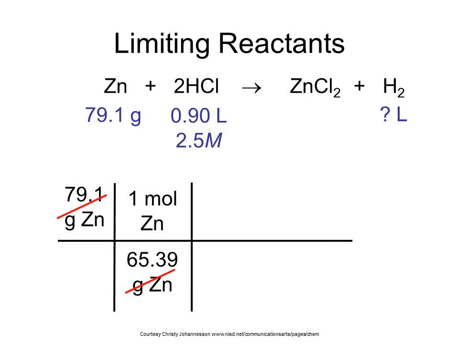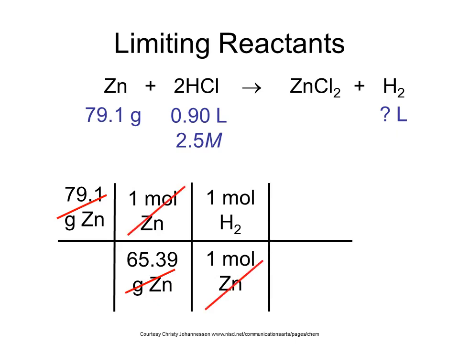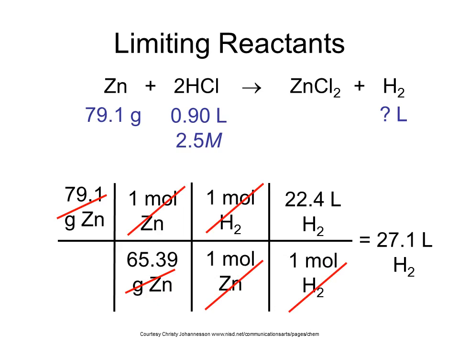Once I get moles of zinc, I can go to moles of HCl. I will, of course, be using the coefficient, 1 mole of zinc, 2 moles of HCl. So 1 mole of zinc, 1 mole of hydrogen. Well, I guess I don't need that because I'm trying to figure out the volume of hydrogen, aren't I? Guess if I would read the question more carefully, we would have known that. So 1 mole of zinc, 1 mole of hydrogen. And those moles of zinc cancel. And finally, because this is at STP, 1 mole of hydrogen, 22.4 liters. That gives me an answer of 27.1 liters of hydrogen.